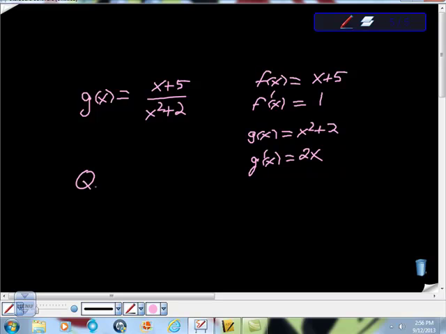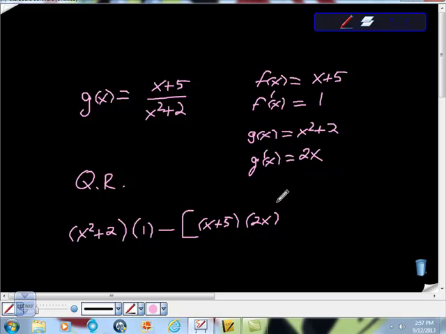I'm going to use the quotient rule, which says that g prime of x is the quantity x squared plus 2 times f prime at x, and f prime at x is 1, minus f of x, which is x plus 5, times g prime at x, which is 2x, all over g of x squared. So I have g of x, which is this mess right here, squared.